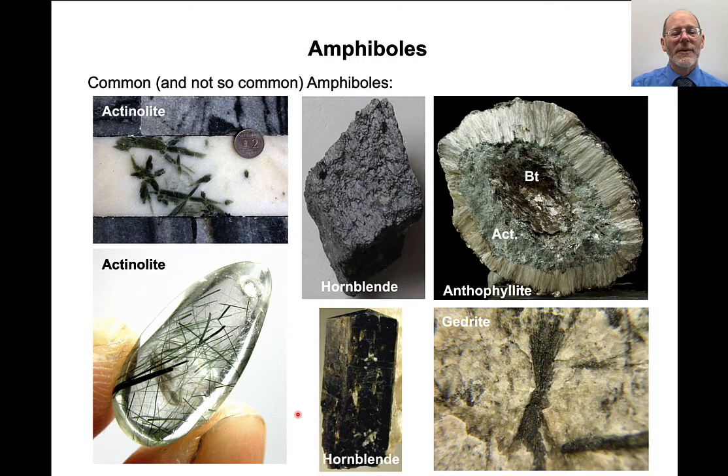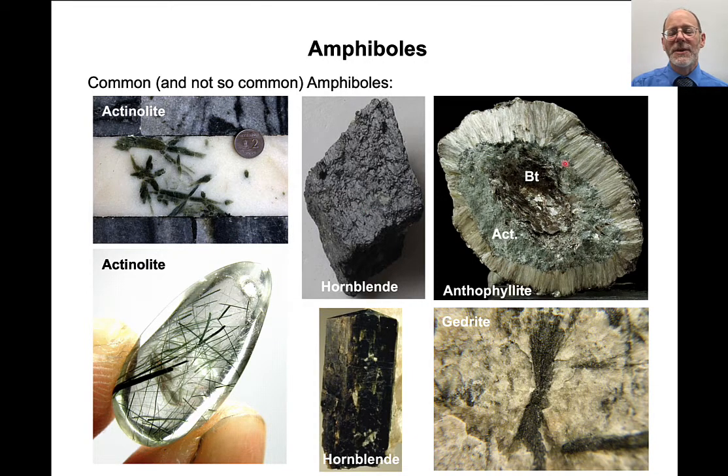So here are some examples of different amphiboles. Here's actinolite. This is a calcic amphibole. It is a clinoamphibole. Here's hornblende. It's very similar to actinolite, also a calcic amphibole, but has a lot of aluminum and sodium in it. Also a clinoamphibole. Here is anthophyllite.